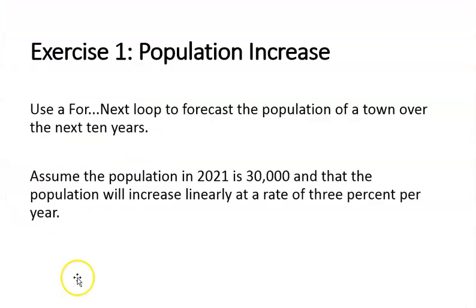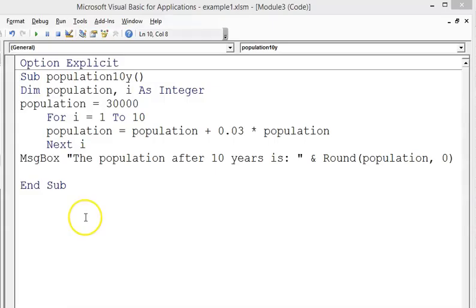Now as an example, please pause the video and do this exercise. Population increase. Use a for next loop to forecast the population of a town over the next 10 years. Assume the population in 2021 is 30,000 and that the population will increase linearly at a rate of 3% per year. So here's the code that calculates population after 10 years.